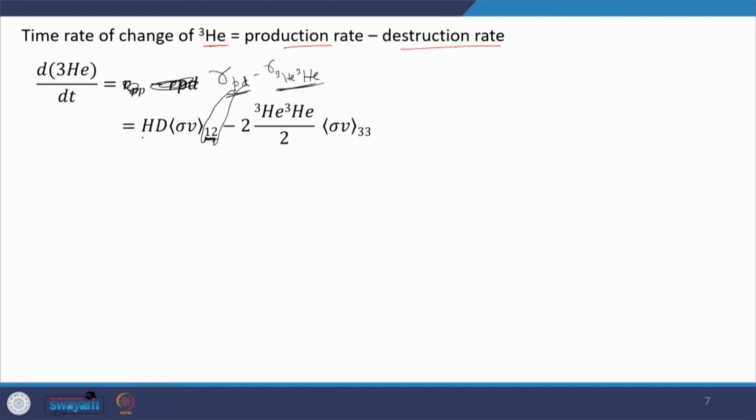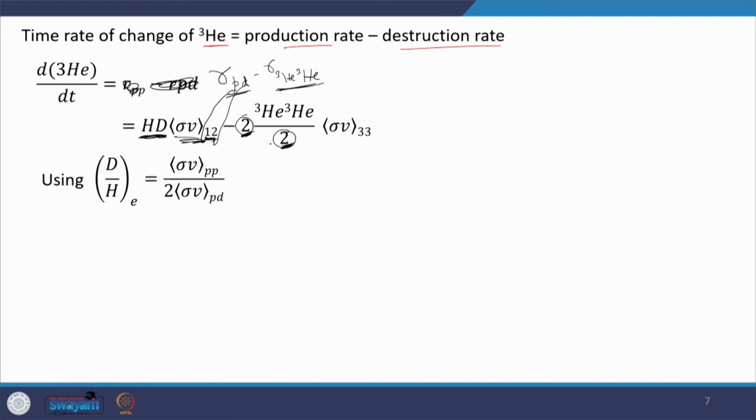Here, the number densities of hydrogen and deuterium appear along with the reaction rate per particle pair, and you know why there is a 2 in the numerator and a 2 in the denominator. Two helium-3 nuclei are involved in the production of helium-4, that is the reason I am using 2, and because of the identical particles I am using 2 in the denominator. I hope it is clear to you why the 2 is there in the numerator and in the denominator.